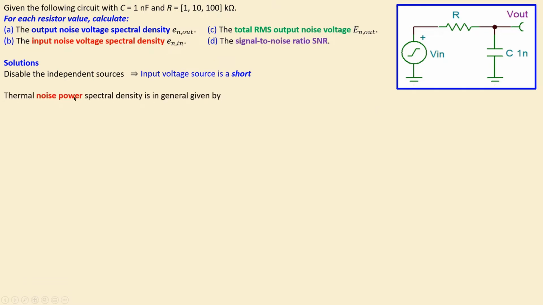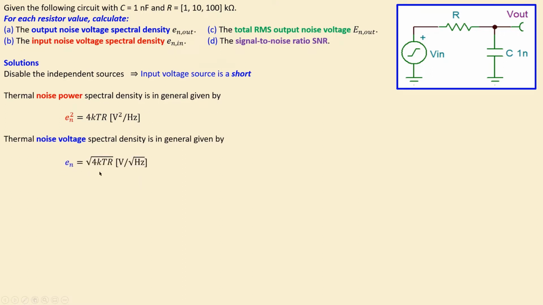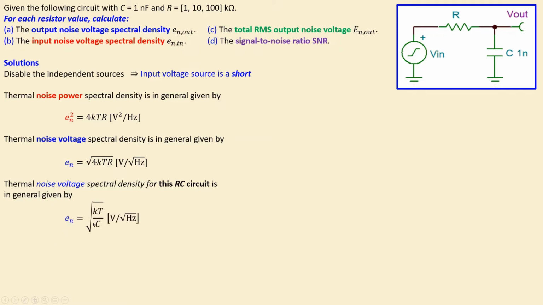Now, as a summary again, thermal noise power spectral density is given by this expression, which is the square of the noise voltage spectral density, 4kTR, with units volts squared per hertz. And noise voltage spectral density is the square root of this expression, which is the square root of 4kTR. In this case, for this circuit, the thermal noise voltage spectral density at the output in general is given by this expression. And what you recognize is that it is the thermal noise voltage spectral density, but this expression shows that it is independent of the resistor value. So it's very interesting, and it will also be proved in the calculation and in the simulations.